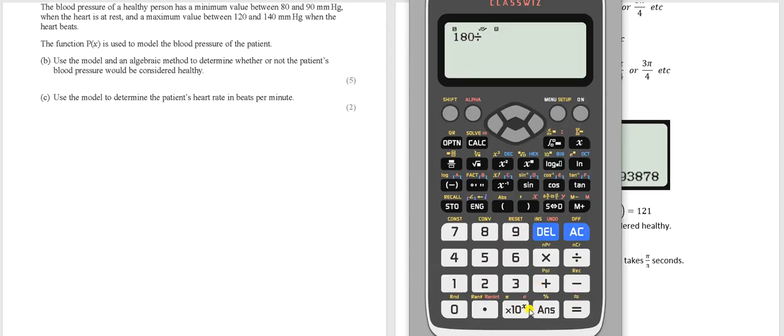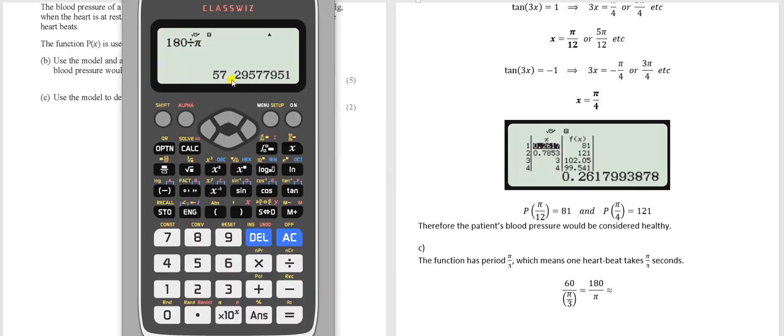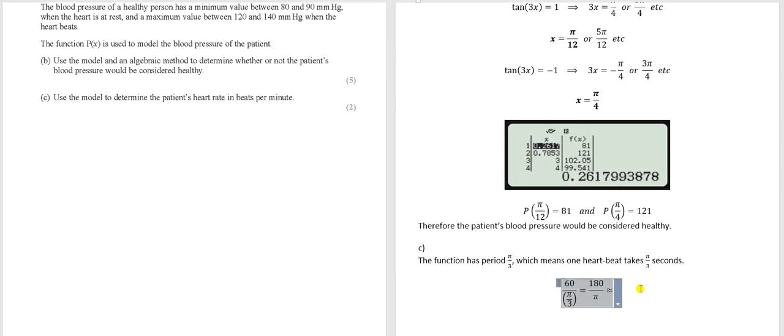180 divided by pi. And then we can check, based on our own knowledge of pulse rates, whether 57 seems reasonable. 57.3, I think, is the greatest level of precision that I care to go to. 57.3 beats per minute. In fact, generally speaking, 57 is going to be sufficient. You are unlikely to be penalized for a greater level of precision here, but when we have beats per minute, it's not necessary to know it to a greater level of precision than how many beats, whole number of beats per minute. 57 seems reasonable.